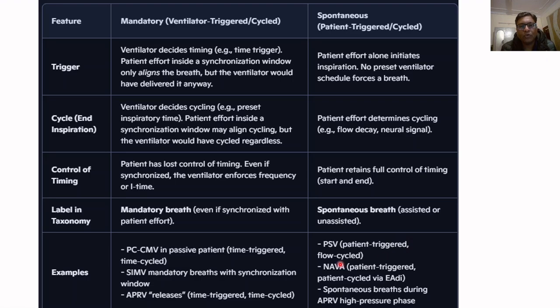These are patient triggered, flow cycled, and may be assisted, because this assistance is decided by the level of pressure support that we set. NAVA is patient triggered and patient cycled via the Edi. That is also a spontaneous mode.